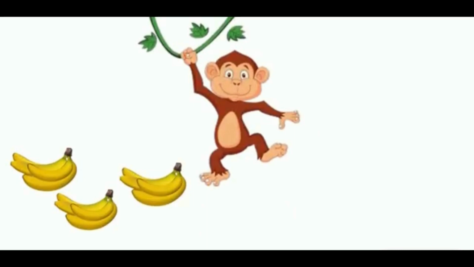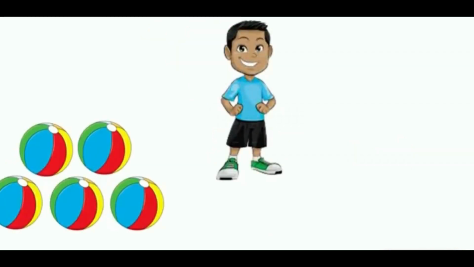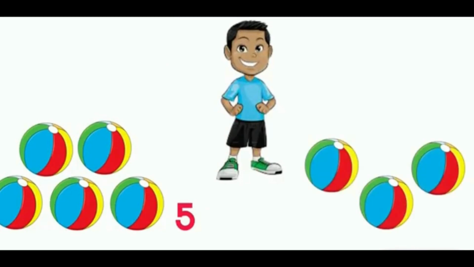See, there are 3 bunches of bananas. On the left and on the right also there are 3 bunches of bananas. So, 3 is equal to 3. On the left there are 5 balls. And on right there are 3 balls. So here you can say 5 is greater than 3 or 3 is smaller than 5.